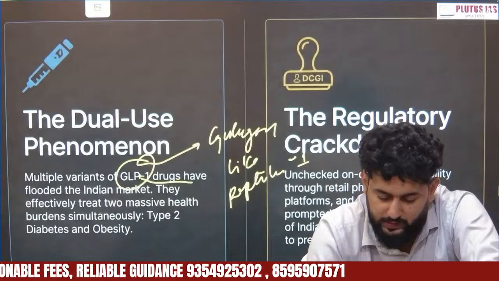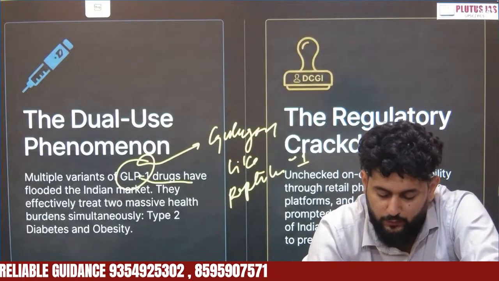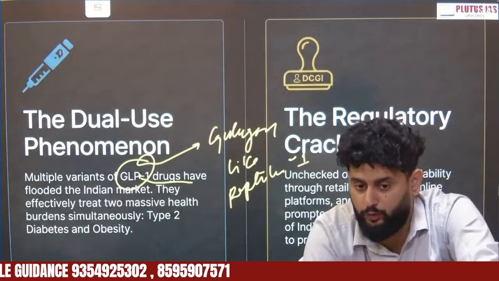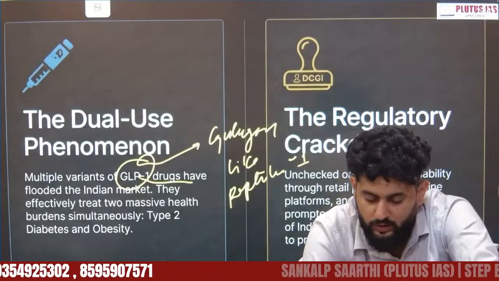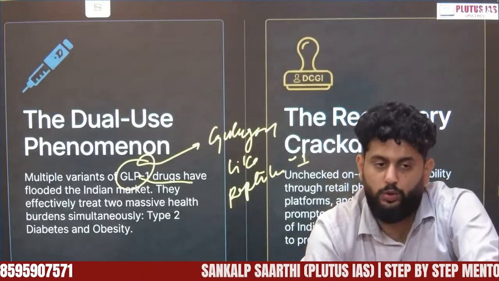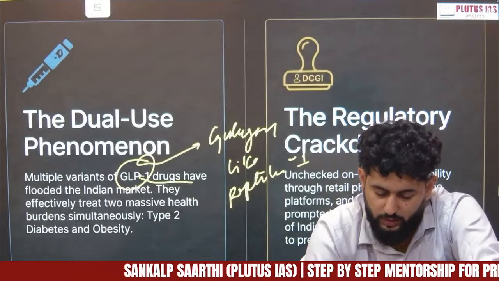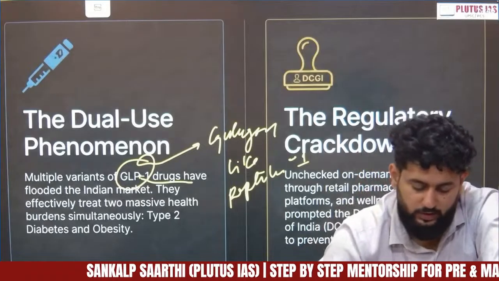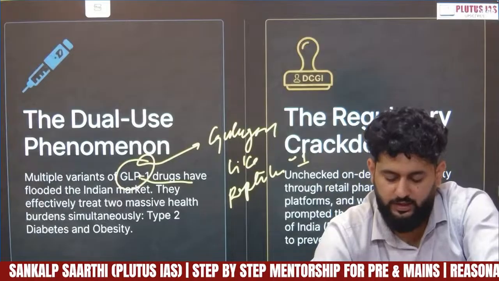So if we relate this news, we have to study the regulating body. And what is the regulating body? That is DGCI. DGCI पे लिखो आप. The role of DGCI. The full form of DGCI is the Drug Controller General of India.